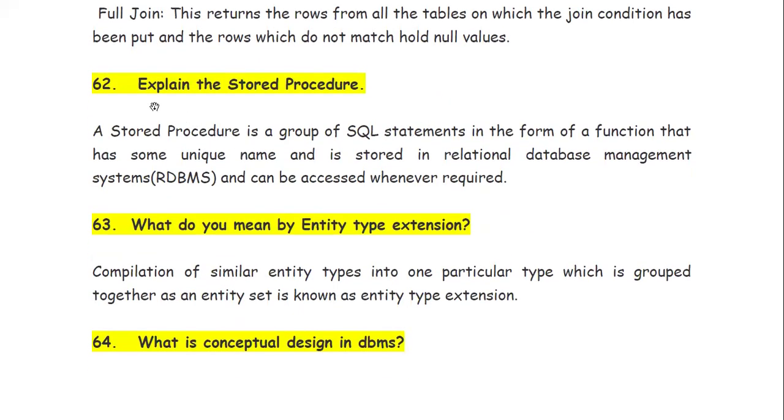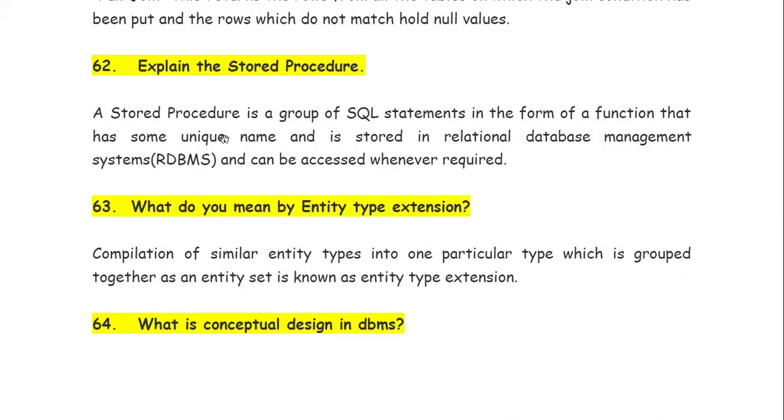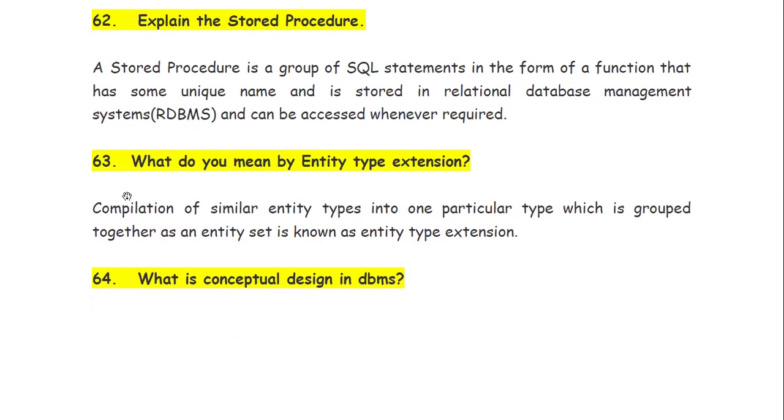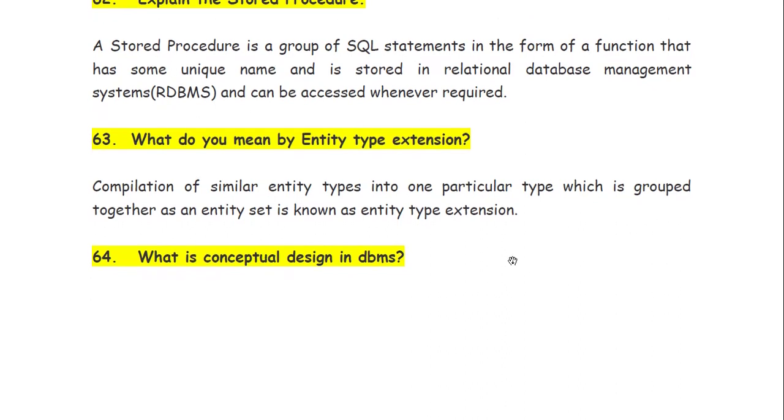Then explain the stored procedure. Already told you, a stored procedure is a group of SQL statements in the form of a function that has a unique name, is stored in the relational database management system and can be accessed whenever required. Now, what is the difference between a stored procedure and a trigger? A stored procedure can be called, but a trigger happens only when a particular condition is satisfied.